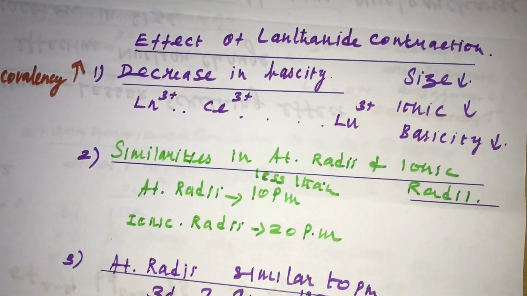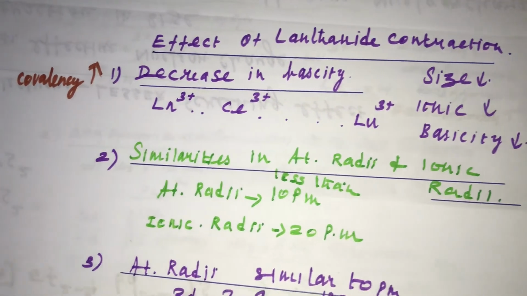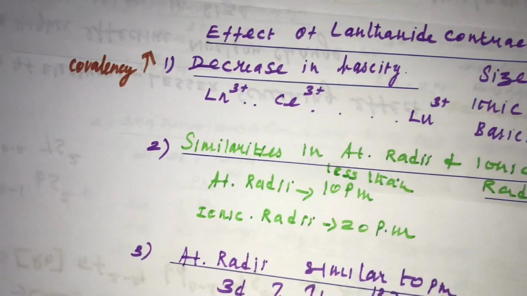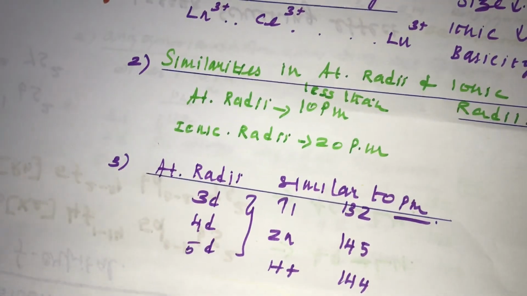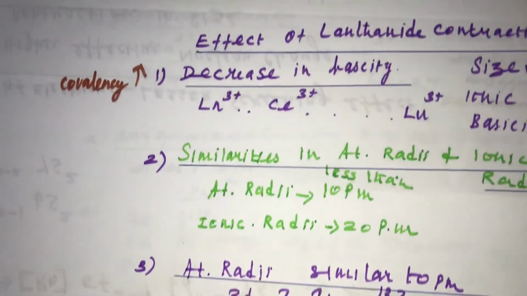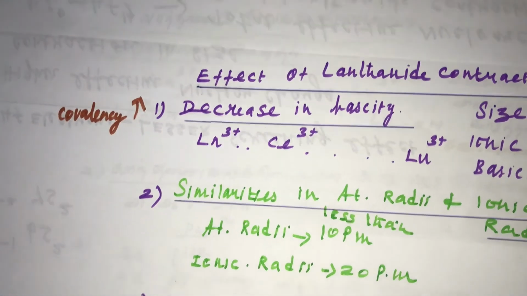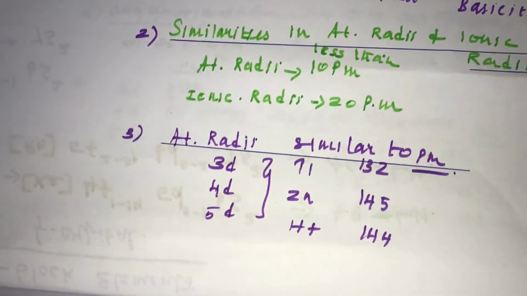Decrease in basicity due to decrease in size. Almost all lanthanides have similar atomic and ionic radii, and here the atomic radius is similar to that of the 3d and 4d transition elements. These are the consequences, or effects, of lanthanide contraction.